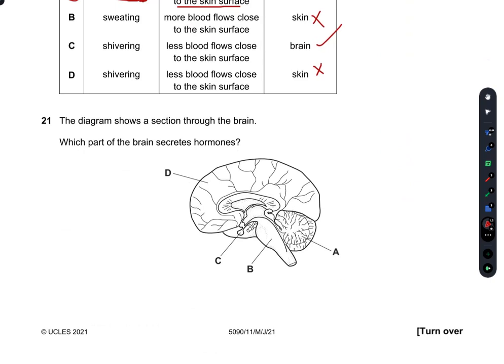The diagram shows a section through a brain. Which part of the brain secretes hormones? It is always the hypothalamus. So C secretes hormones. A and D are the cerebrum. I don't know what A is. B is, I think, the medulla, pons or cerebellum, but C is the right answer.